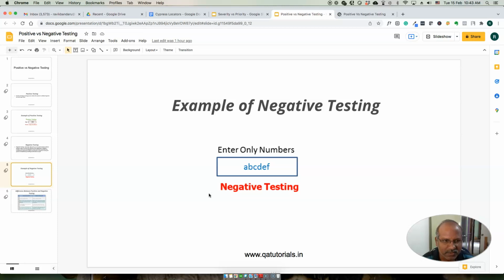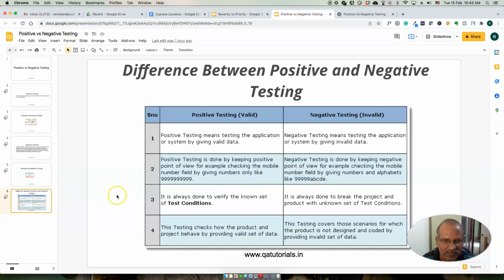That's why it's important to test both positive and negative scenarios in the application. This is a very simple concept of positive and negative testing. Let us see the differences between positive and negative testing.